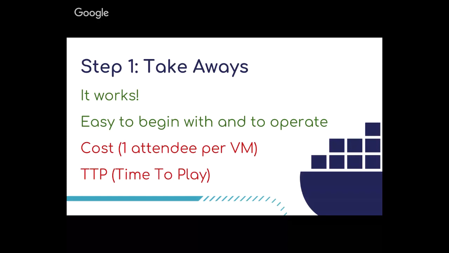So the first problem we hit was the cost. Yeah, one person for one VM, it's too much. We are in 2017, and there are better ways of doing that. So one of the improvements that can be done is the cost. The second one is the time to play. Building a new machine takes an order of magnitude of minutes.